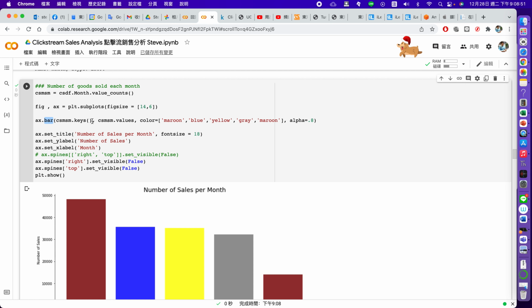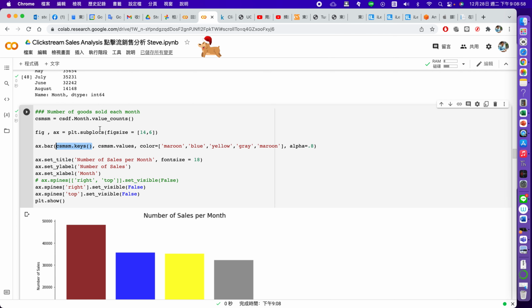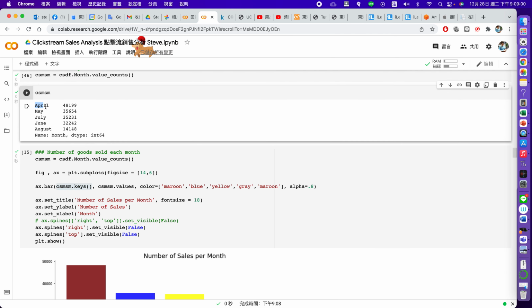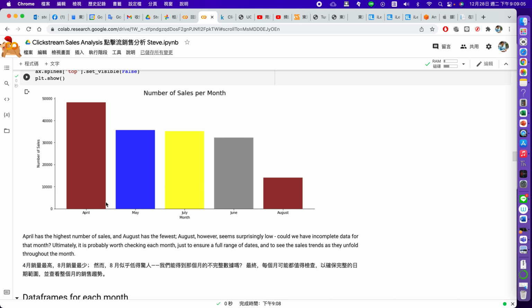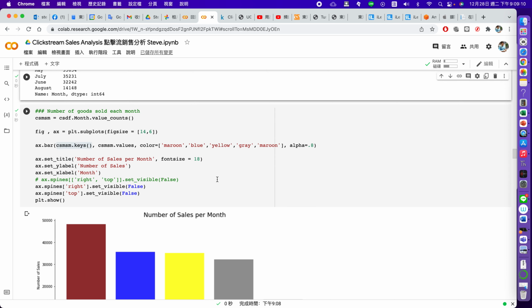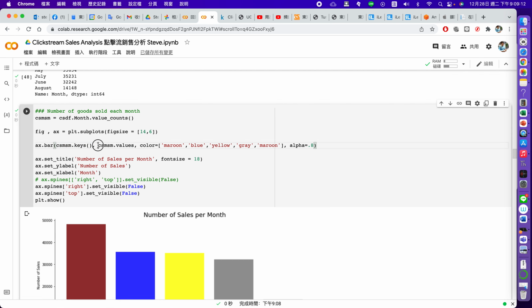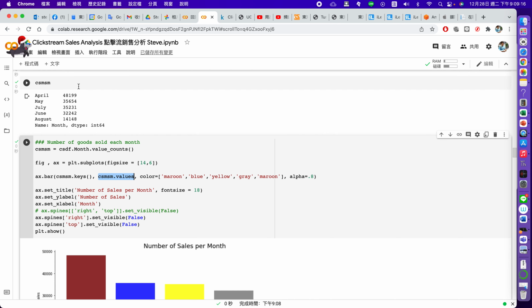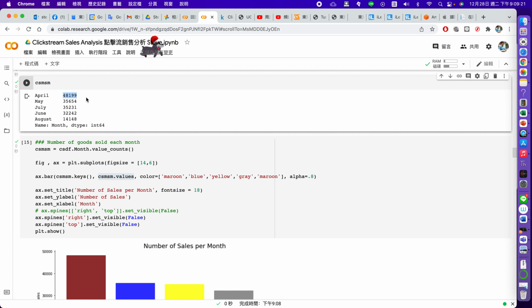And the X is the key for CSMS. So key is here, this one: April, May, July, June, August. So key for the X. What is for the Y? Y is the CSMS values. It's the value for this one. Okay, over 40,000, 48,000 for April.